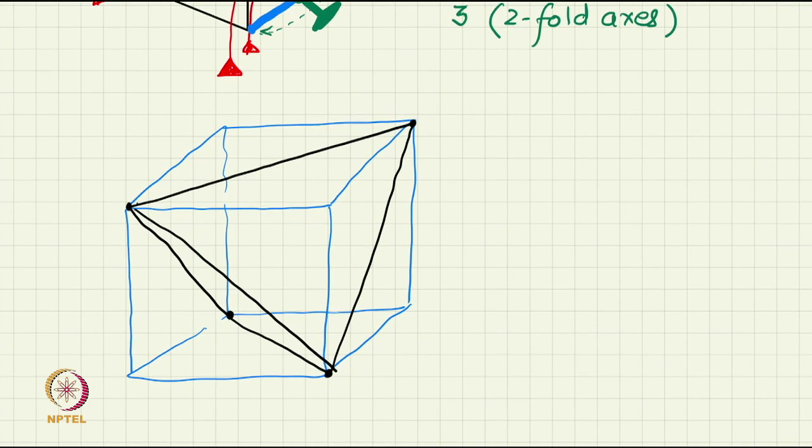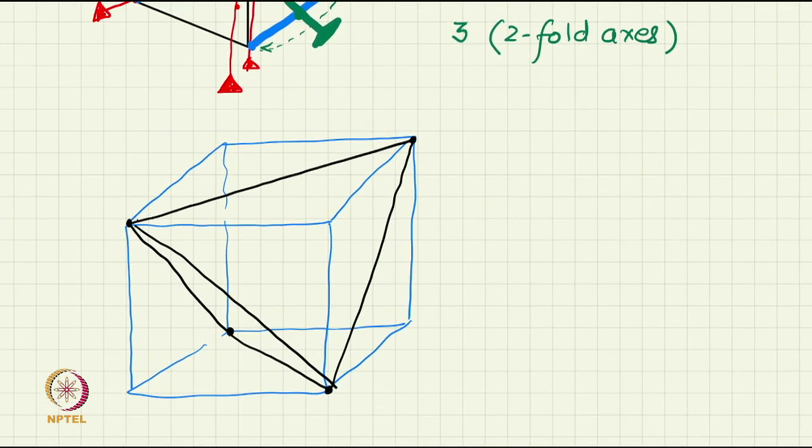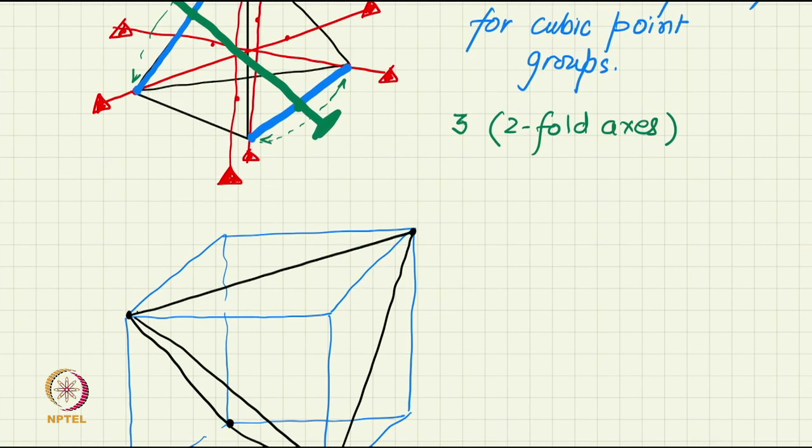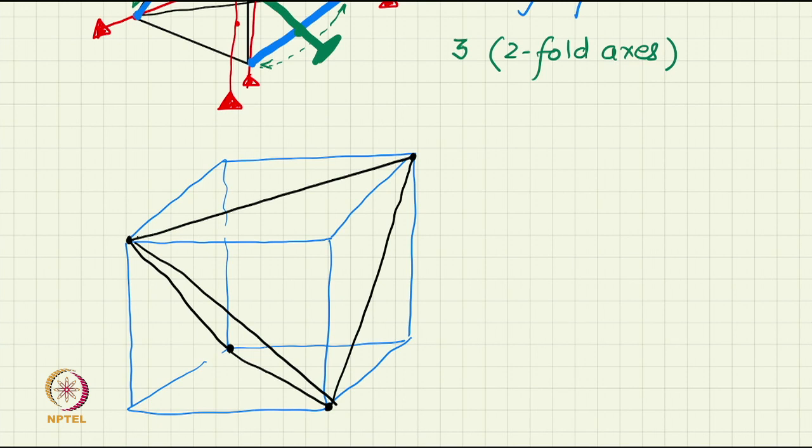Now, I told you that the green twofold axes here were perpendicular to a pair of 2 edges. So, if you see the pair of 2 edges, one edge is the face diagonal of the top face, and the opposite edge is the face diagonal of the bottom face. So, the twofold axis is actually one of the axes, the vertical axis of the cube itself.